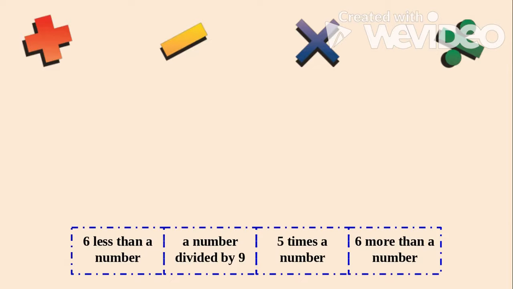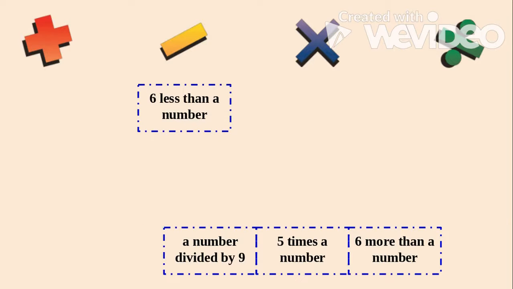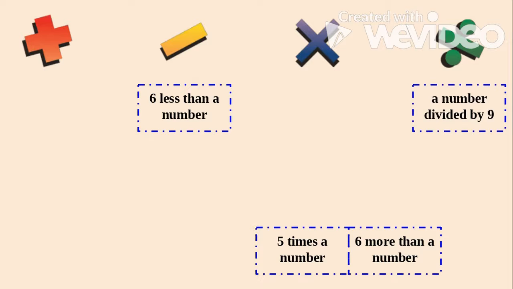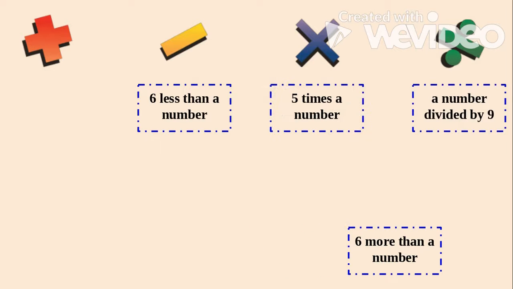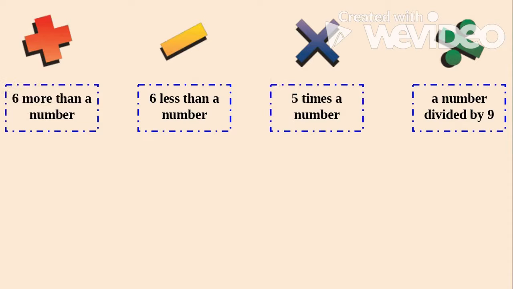So before we were looking at mathematical situations, thinking about the operation, and then looking at the variable expression that went with it. Now I have verbal expressions. And with our verbal expressions, we want to think about the operation being used as well. 6 less than a number. Less than is subtraction. A number divided by 9 would be division. 5 times a number would be multiplication. 6 more than a number is addition.